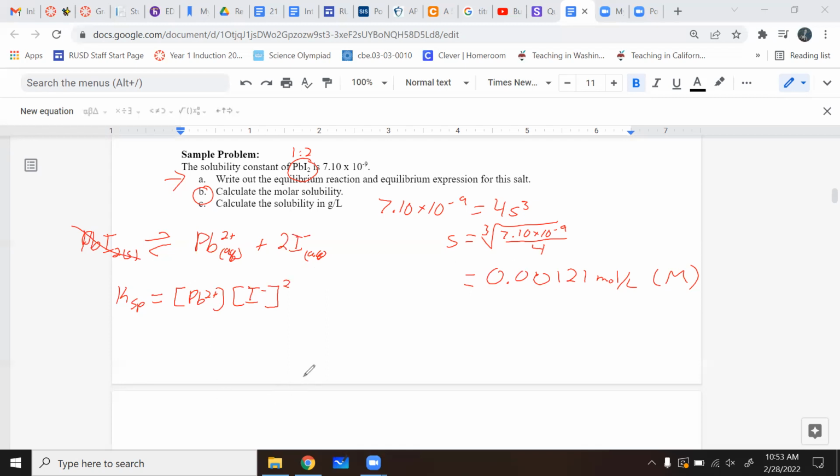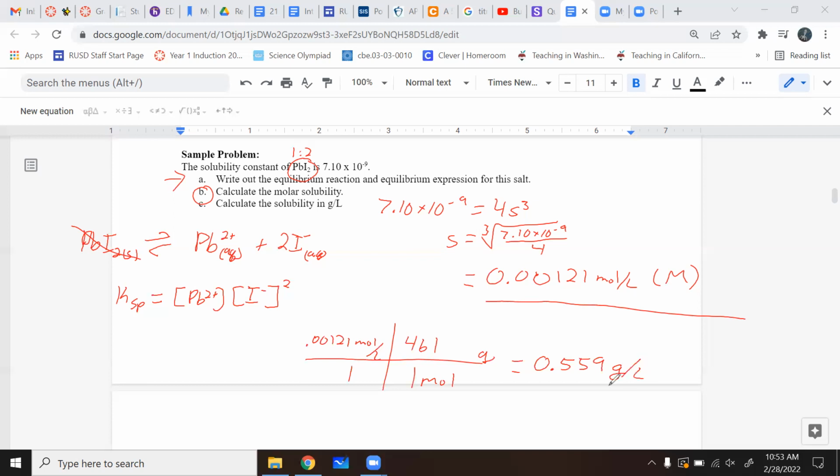All right, now letter C. That's calculate the solubility in grams per liter. Not as difficult as it sounds. We already have our solubility over here in moles per liter, so we just have to convert that mole value to grams. So we set up our T-chart: 0.00121 moles per liter over 1. To convert that to grams, all we have to do is find the molar mass of PbI2. The PbI2 molar mass is approximately 461, adding up 1 lead and 2 iodine. So we're going to get a solubility of approximately 0.559 grams per liter. If you have any questions about how I did that, please don't hesitate to ask me in class. Moving on.